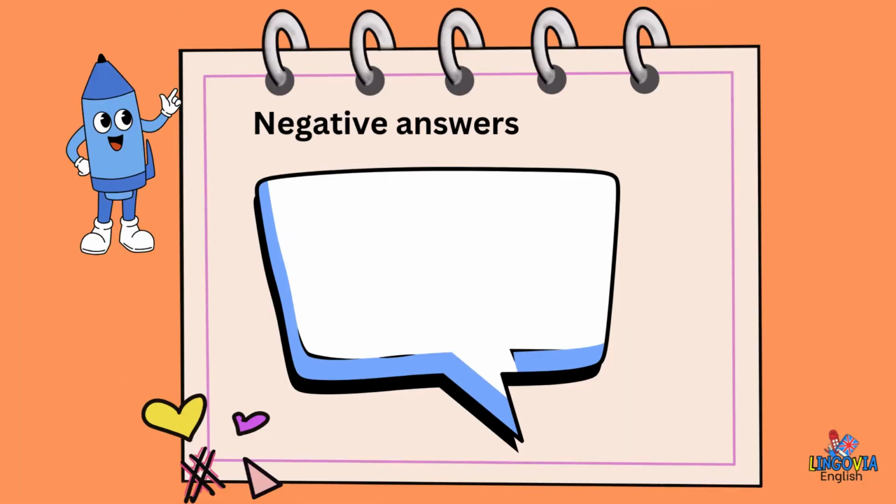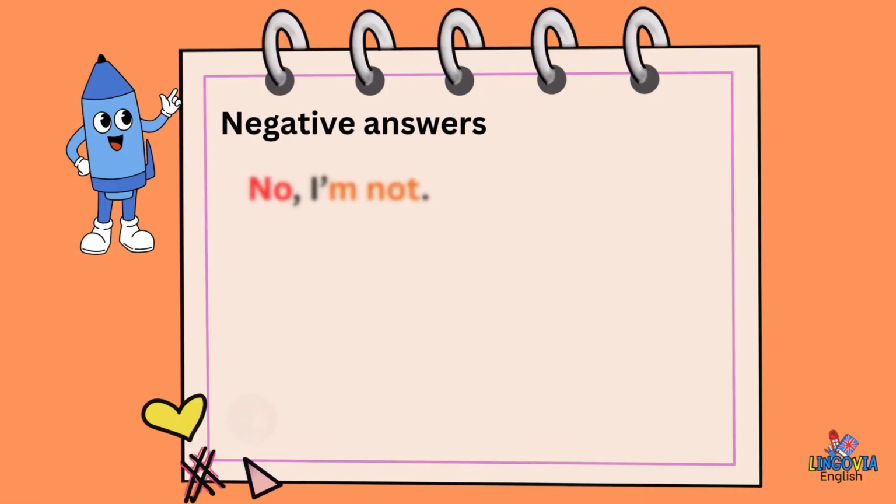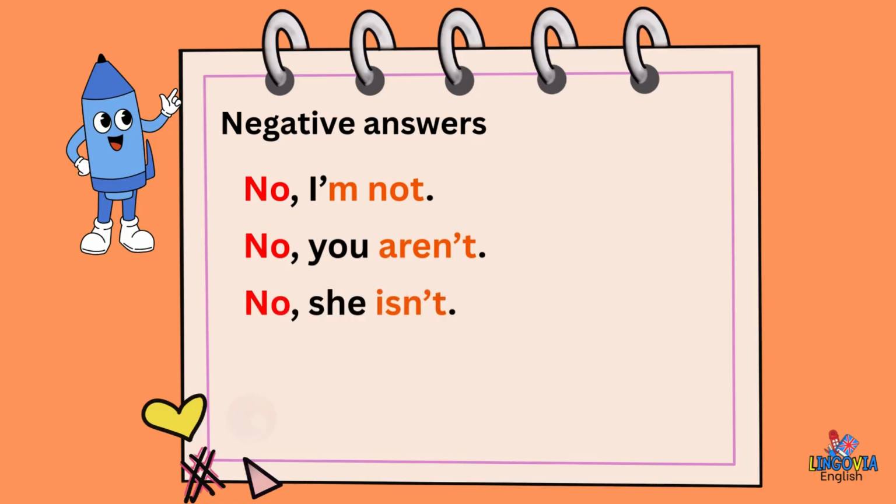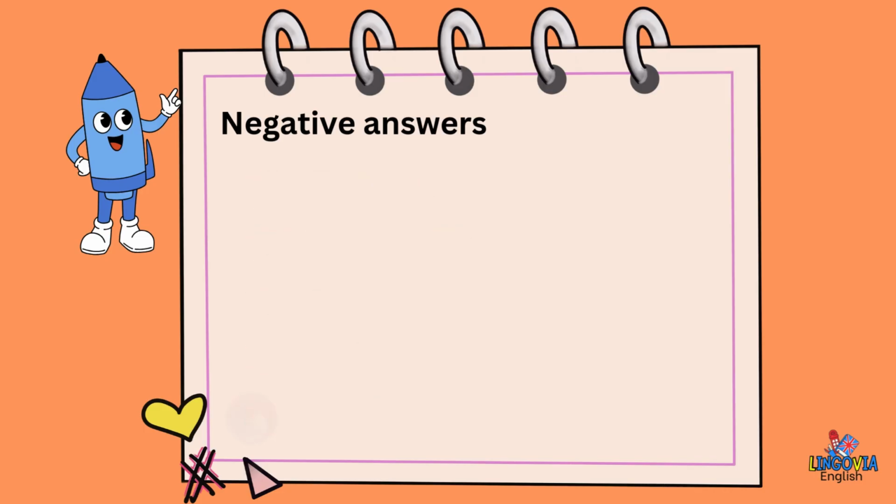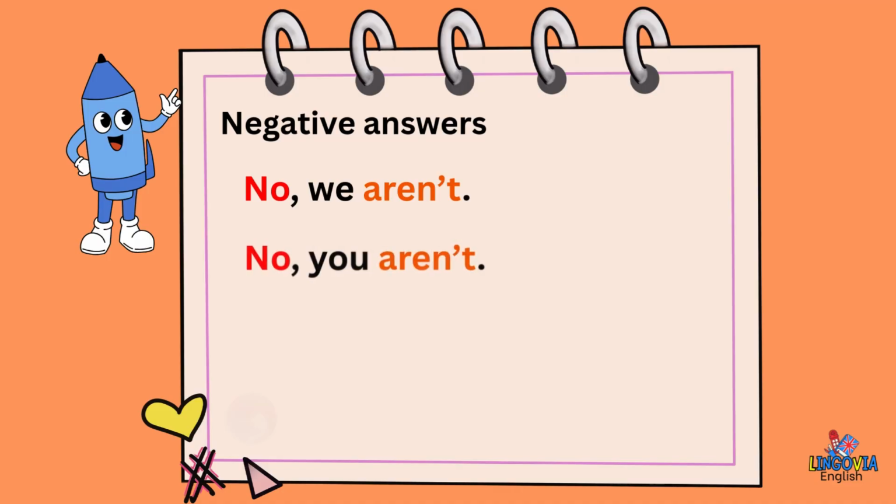Now look at the negative answer. You start with no, then add a comma, the subject pronoun, the form of the verb to be, and not. No, I'm not. No, you aren't. No, she isn't. No, he isn't. No, it isn't. No, we aren't. No, you aren't. No, they aren't.